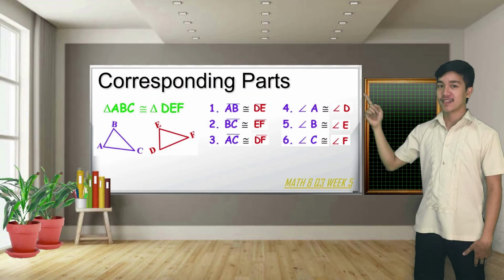From the lesson about triangle congruence, we have to give focus on corresponding parts. In this example, we have triangle ABC congruent to triangle DEF because corresponding sides and angles are congruent. For congruent sides, we have AB is congruent to side DE, side BC is congruent to side EF, and side AC is congruent to side DF. And for the corresponding angles, angle A is congruent to angle D, angle B is congruent to angle E, and angle C is congruent to angle F.